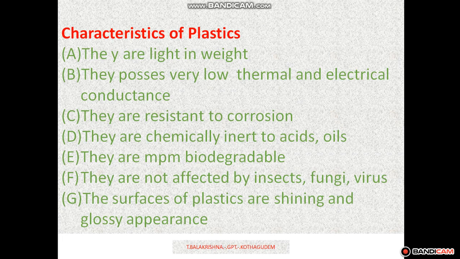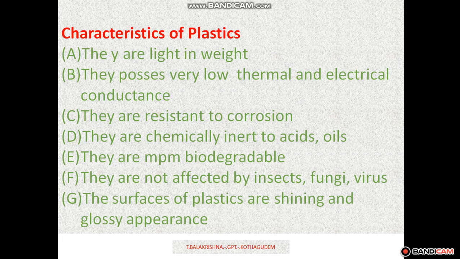So these are the properties of plastics. When compared to traditional materials, plastics have some advantages and disadvantages. First, the advantages of plastics over traditional materials. The price of plastics is very low compared to articles made from materials like metals. Plastics are not affected by insects and fungi, whereas wooden articles are damaged by them. Metal articles undergo corrosion, but plastics are highly corrosion resistant because of their chemical inertness.